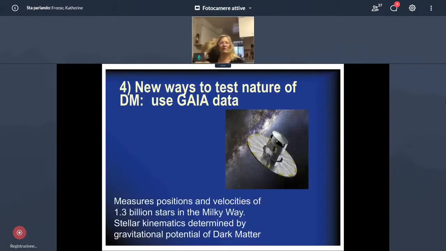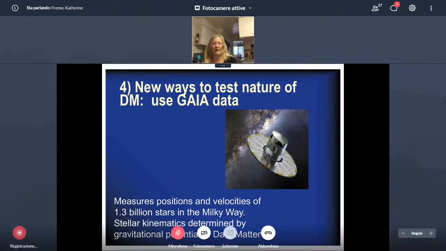to something really new, which is the new ways to test the nature of dark matter using Gaia data. So Gaia is a European satellite that measures positions and velocities of 1 billion stars in the Milky Way. If you see where things are moving around in the galaxy, that will tell you, well, this stellar kinematics is determined by the potential of the dark matter, so you can learn about the dark matter by looking at how it pulls stars around.